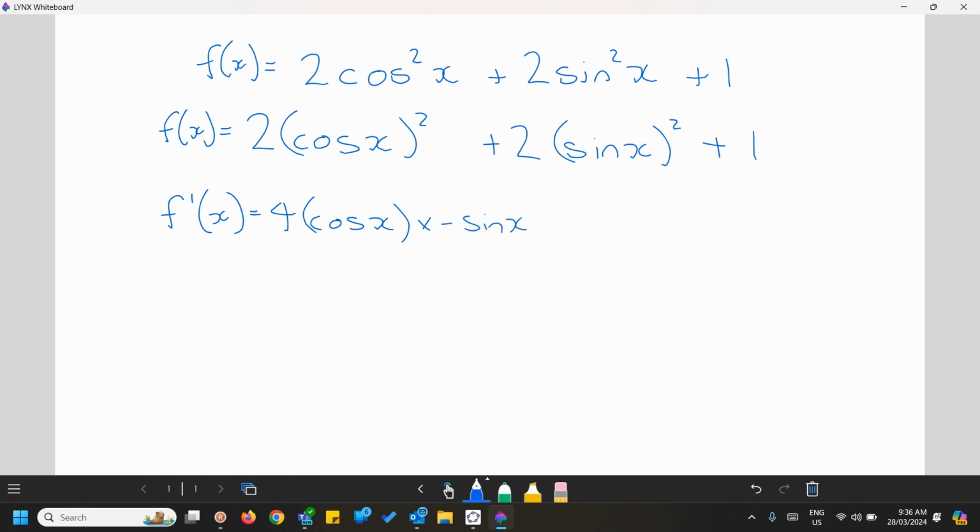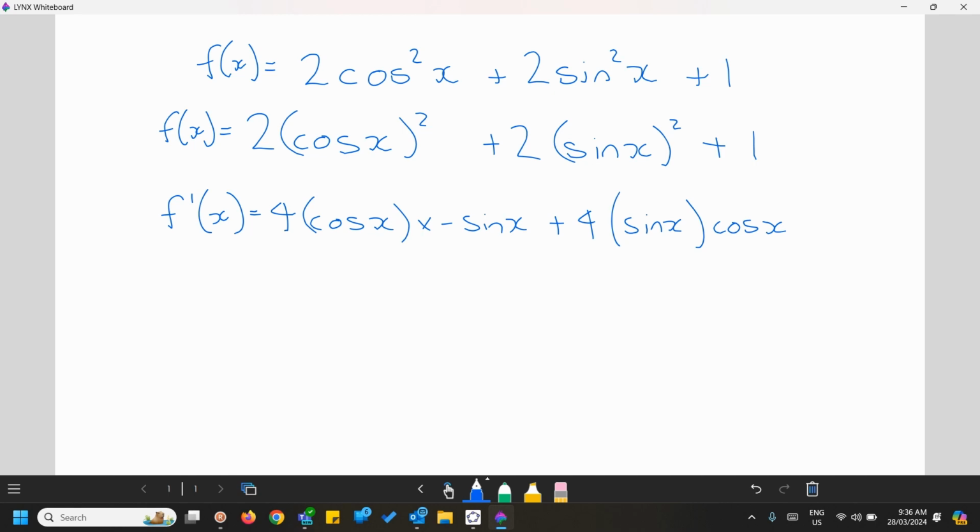Okay, so that's the first term done. Now let's go to the next term. 2 times 2 will be 4, of course. Don't change what's in the brackets. And that's now to the power of 1 times by the derivative of what's in the brackets, which is cos x. And the plus 1, the derivative of plus 1 would be 0. So we have found the derivative.